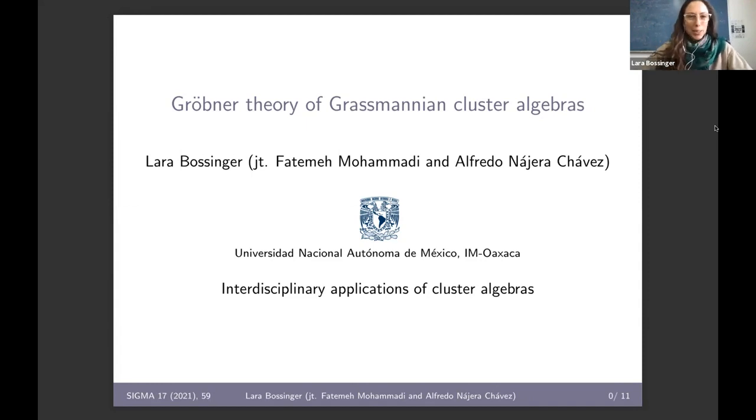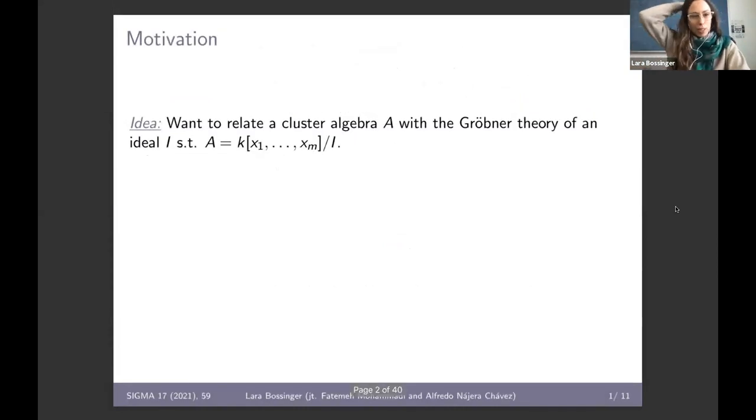And I'm going to talk to you about, as Nathan mentioned, the Gröbner theory of Grassmannian cluster algebras. And this talk is extremely close to what James has told us on Monday. So I'm really glad to speak at the same event as him to discover this close connection. So the motivation is the following.